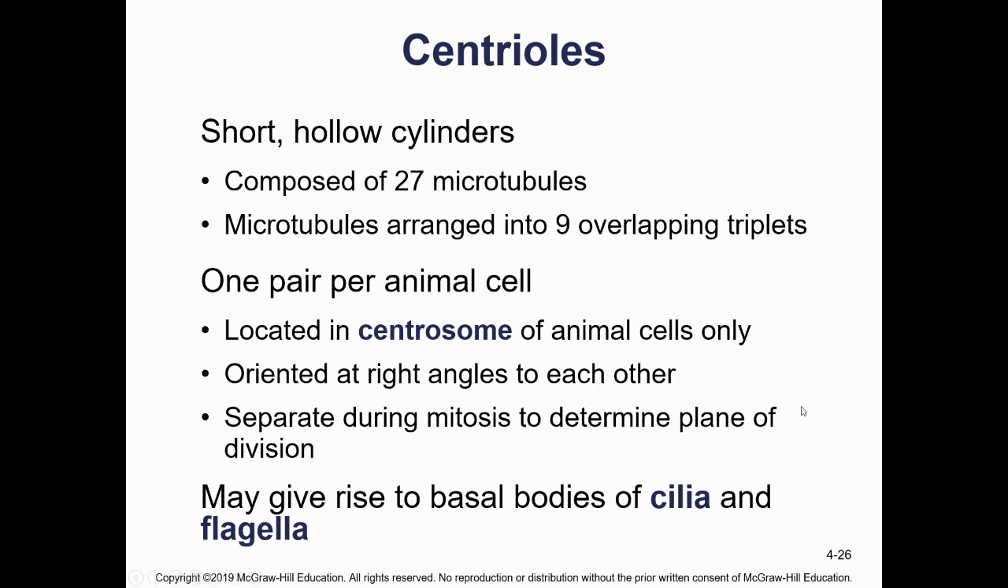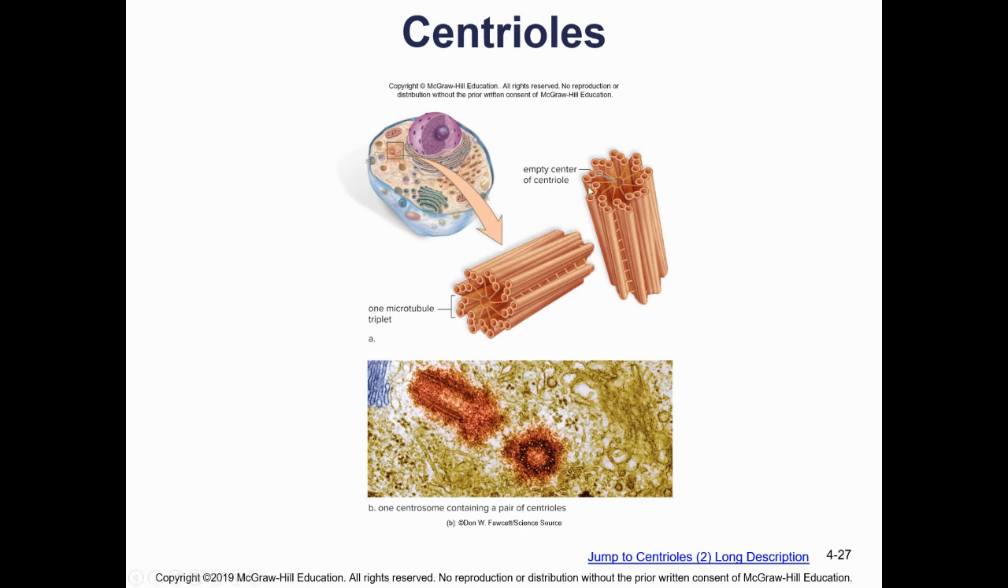Our centrioles, we talked about these. These are those two perpendicular barrel-shaped structures. They're made of 27 microtubules arranged into 9 overlapping triplets. We've got that pair of centrioles in animal cells. Those are called centrosomes. Plants do not have those. So here are my two barrel structures, and this is where I'm going to create and organize and run things as far as moving stuff around my cell goes.